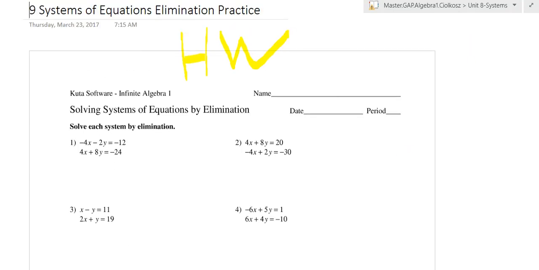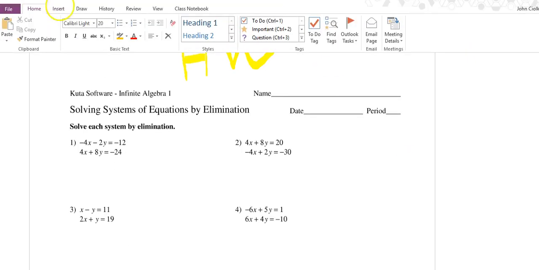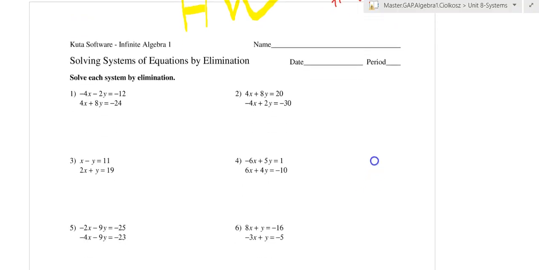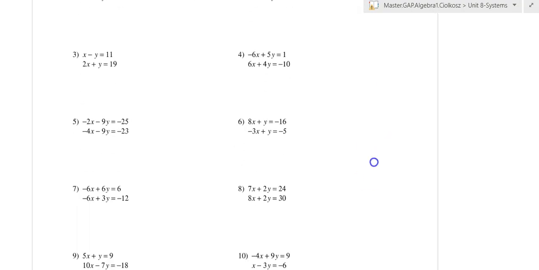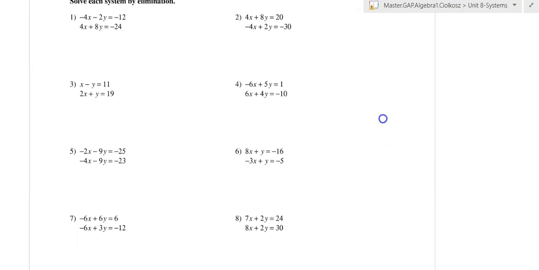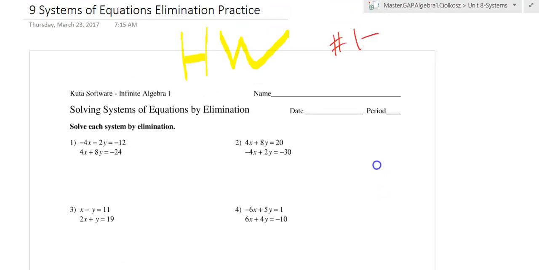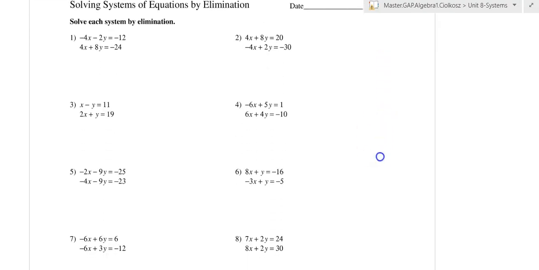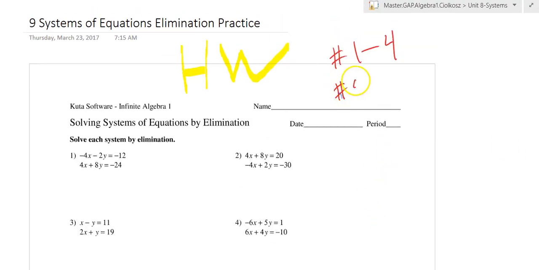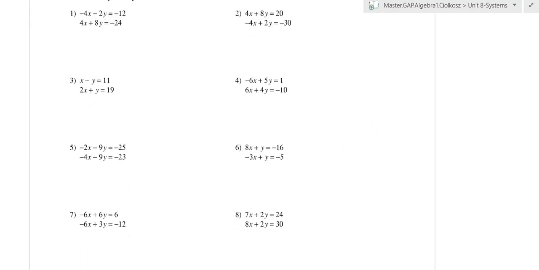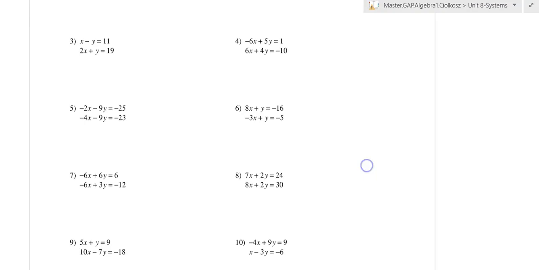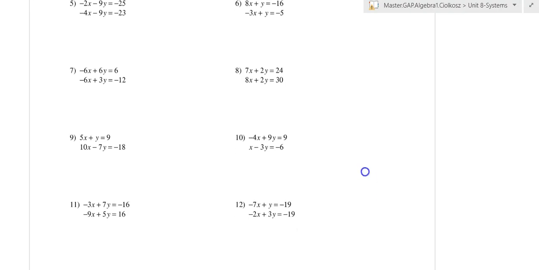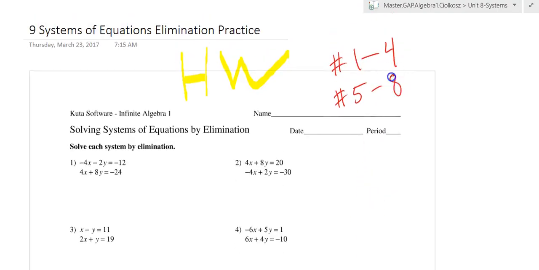Now, talking about kind of similarity between problems, we're going to talk about which chunks of this homework are going to have similar strategies. So for numbers 1 through 4, that's going to be one chunk that's kind of the same. Now our next chunk here, number 5 through 8, those will be similar.